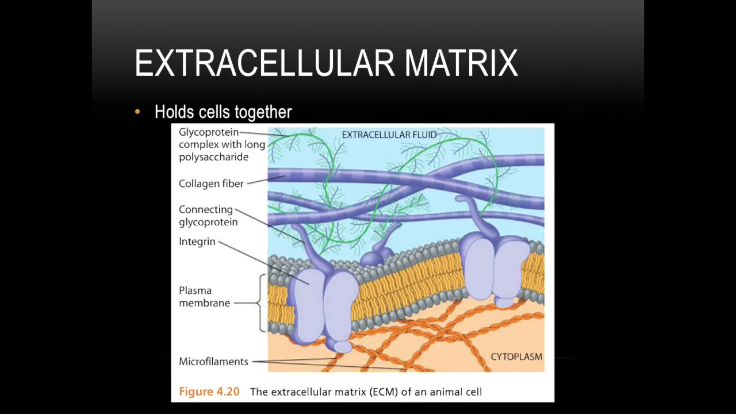Isotonic means there's no net movement, but is stuff still moving? Yes, absolutely. Water's moving in and out, but at equal rates. So if 2 water molecules come in and 2 water molecules move out, we have no net movement of water molecules.